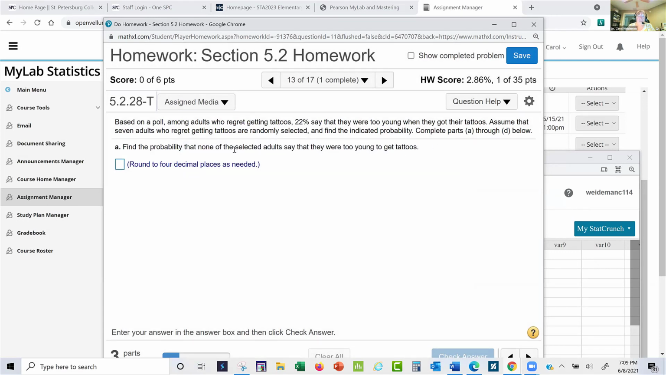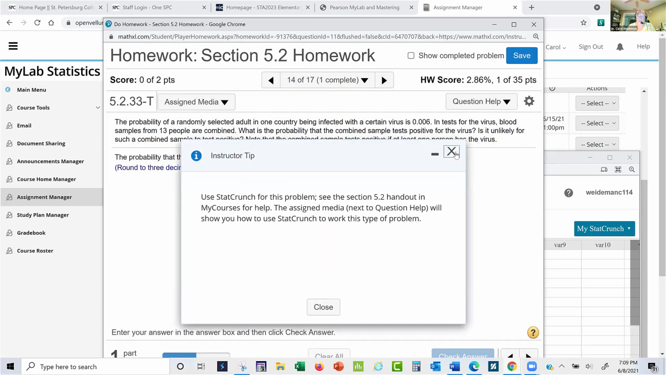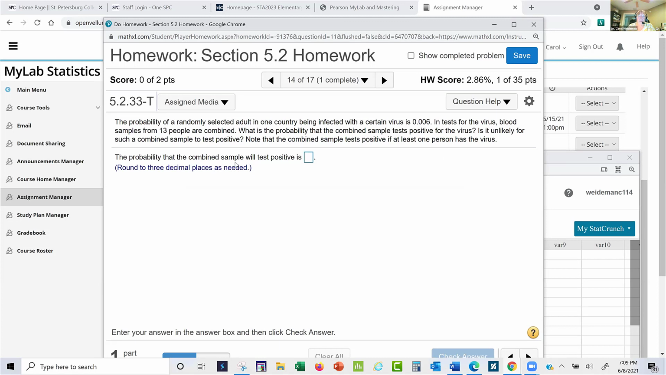I choose, find the probability none. So that would be X equals 0. And this one, okay, I'm going to let you work on this one here. I will tell you though that this one is talking about, let me just describe it to you. I'm not going to work it because I want you to do the problem.